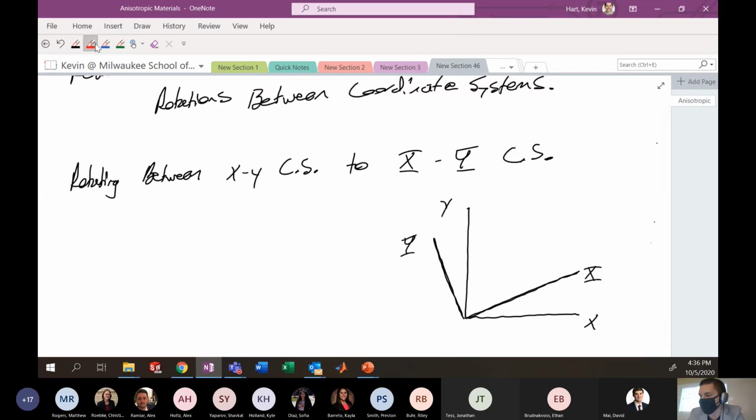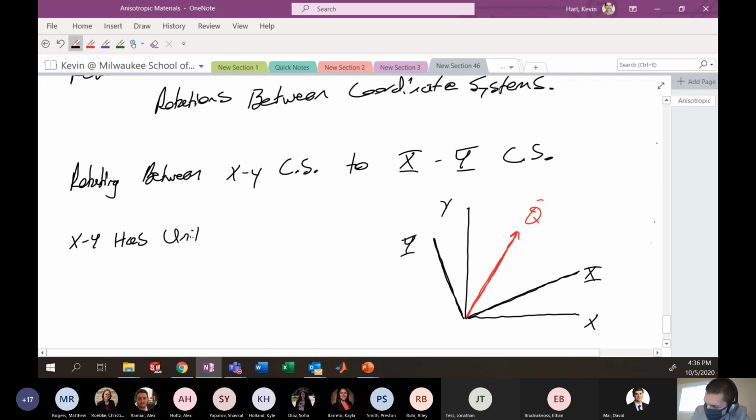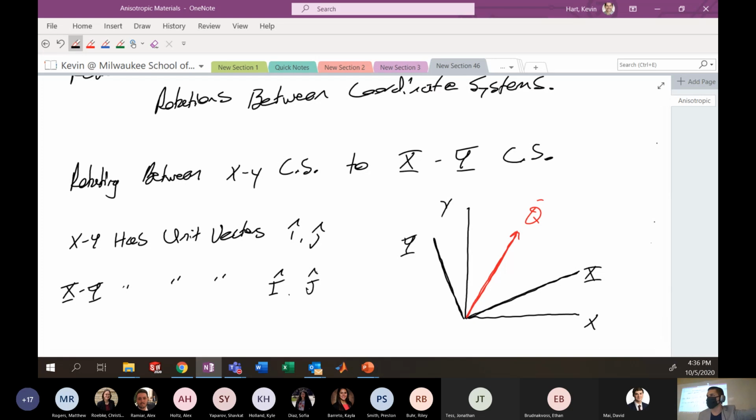Yes? And I have some vector out in space that I'm talking about or caring about. For us, that's going to be a stress vector, but for here, let's just label that vector as Q. All right, some vector out in space. All right, so x, y as unit vectors, i, j, cap X, cap Y as unit vectors, capital I, capital J, right? This is like hearkening back to your statics days, possibly.